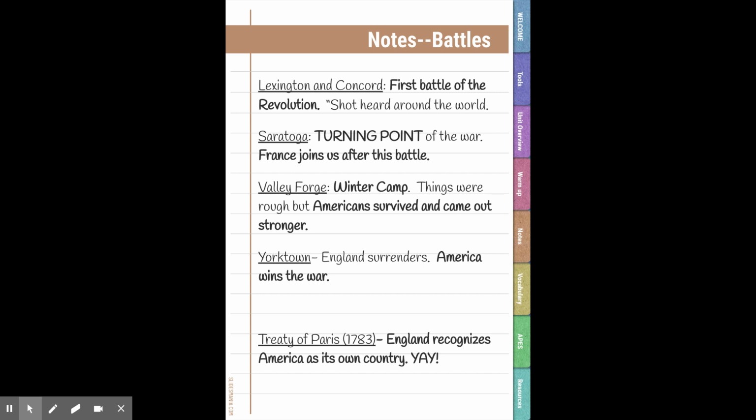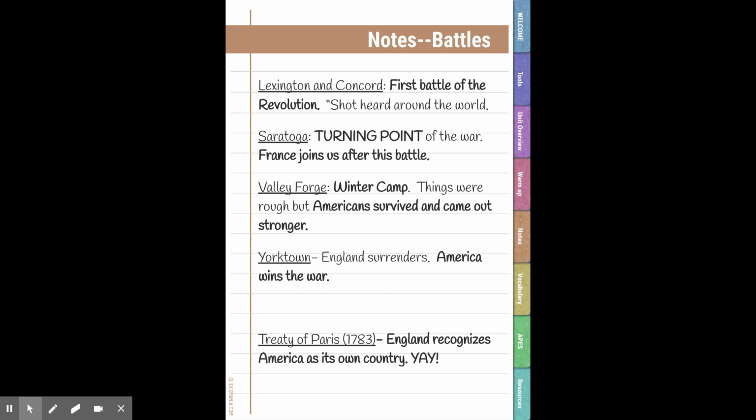Valley Forge was a time of hardship. This is where George Washington and his men, the Continental Army, spent the winter, and things got rough, but the Americans survived and came back out stronger. So again, during this time of hardship, they were on the verge of failing and quitting, but this just showed that the American spirit, we were able to persevere.